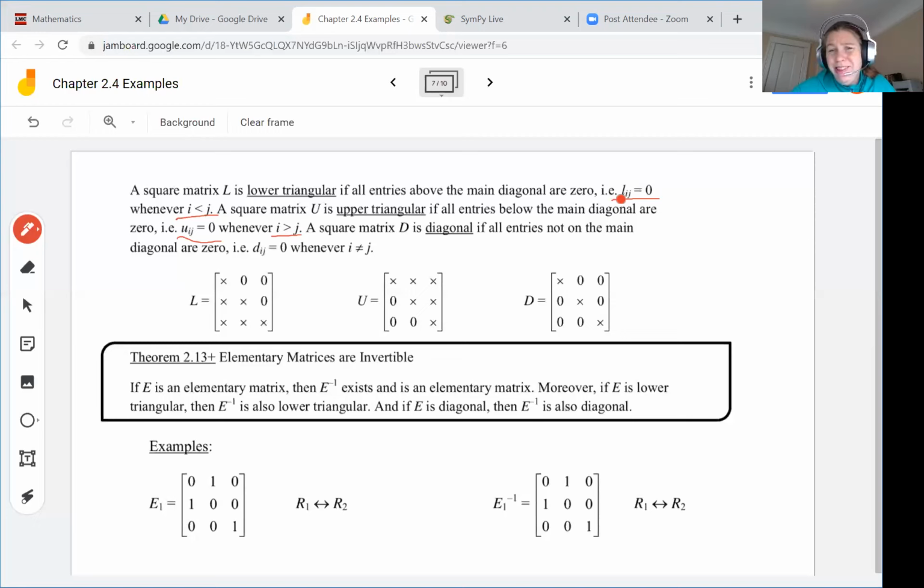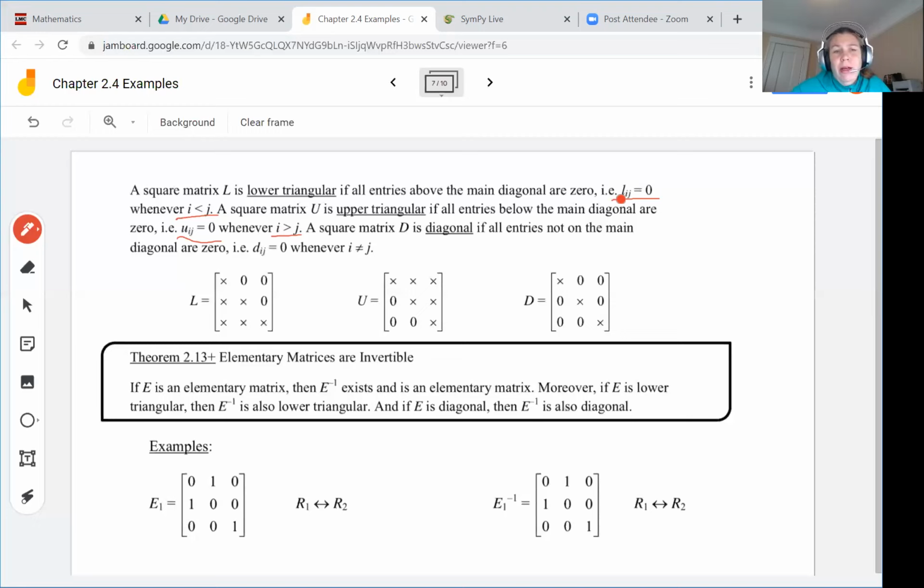And then we say a square matrix is diagonal if all the entries not on the main diagonal are 0. So we say entry D_ij is 0 whenever i and j are not equal. So here we just have entries in positions 1,1, 2,2, and 3,3.